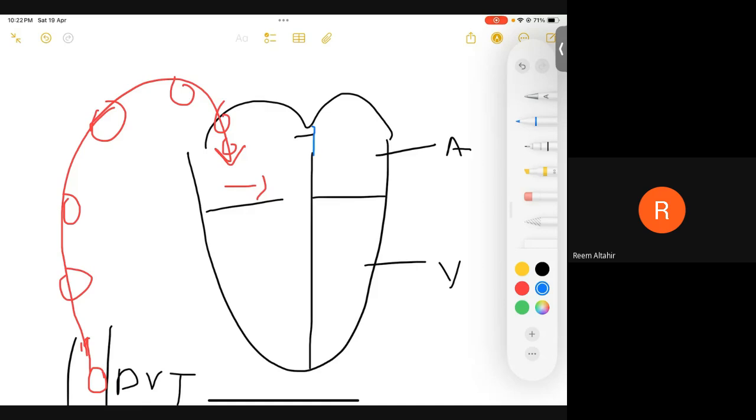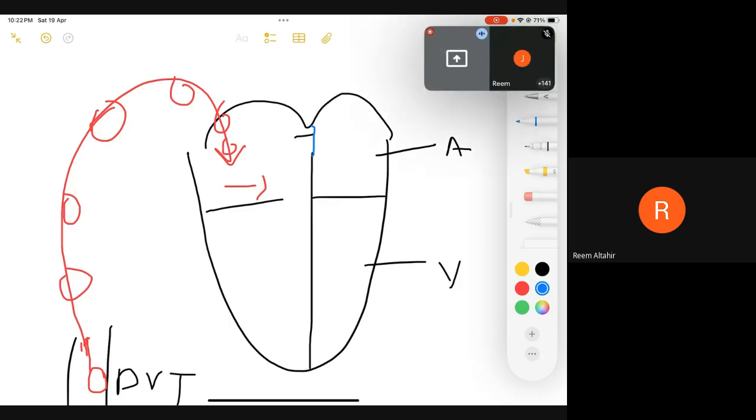In a normal person we won't have this opening, right? So if a normal person develops DVT, deep vein thrombus, and if the thrombus dislodges, it would enter the right side, and from the right side it would just enter the left.